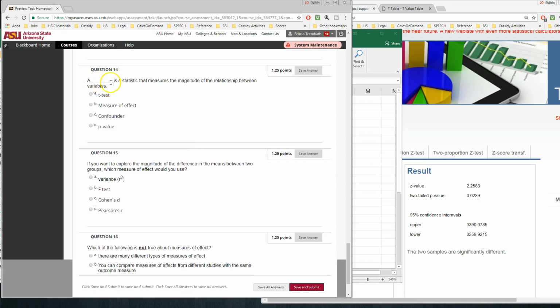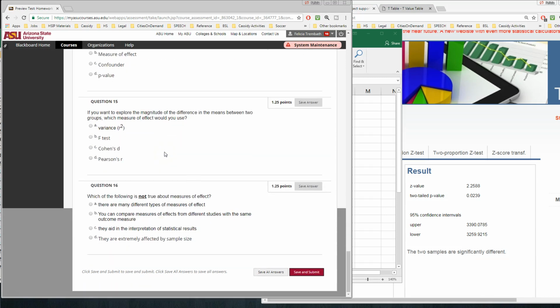Question 14. A blank is a statistic that measures the magnitude of relationships between variables. So a t-test is a specific type of test. A measure of effect is going to measure the magnitude difference between variables. Confounder is going to alter that, but it doesn't measure, it alters the relationships, but it doesn't measure them. And the p-value is the probability that my null hypothesis is true, or that I would get my results if the null hypothesis is true. So here, this is a measure of effect. It is going to measure the magnitude of the relationship between my variables.